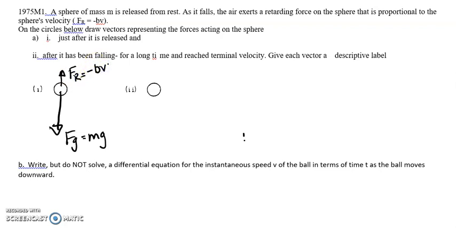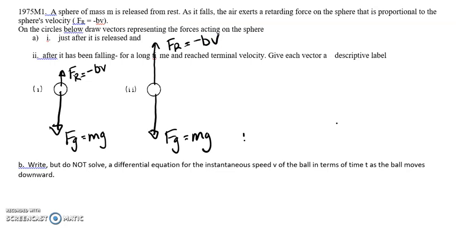So for 2, we want to draw a free body diagram after it has been falling for a long time and reached terminal velocity. And then make sure to label your vectors. When something reaches terminal velocity, that's when all the forces are balanced, so the F net is equal to 0, or I should say when it's falling, that is. So we know that the air resistance force, or the retarding force, is equal to gravity. Let me make sure my arrows are about the same size. We have Fg equals mg, and Fr equals negative bv. Great. I just love drawing free body diagrams.